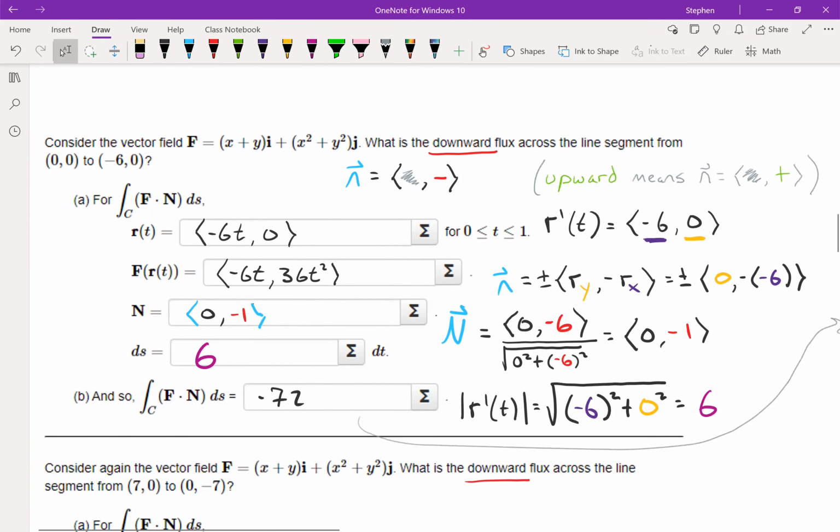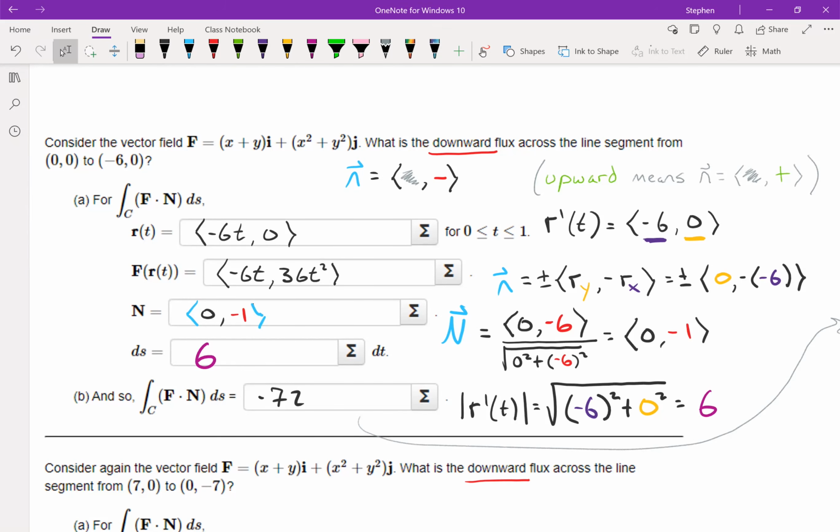Before we try that, let me just talk for a moment about that unit normal vector one last time. I said that I wanted the downward flux, which meant that I wanted the vector 0, -1. If I instead wanted the upward flux, my unit normal vector would be 0, +1. So if the question asked for upward flux instead of downward flux, we just swap out the normal vector and do everything else completely the same.